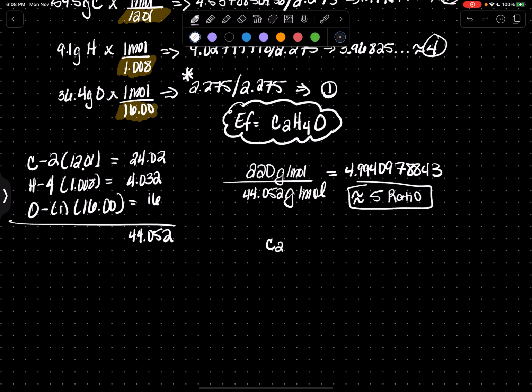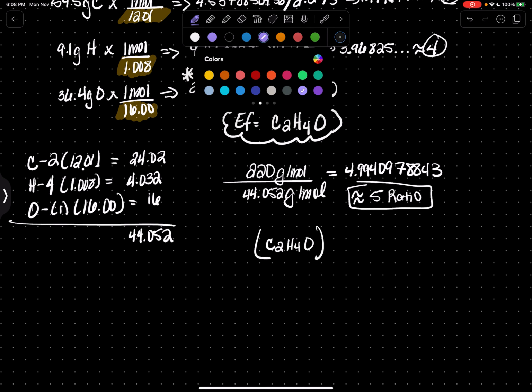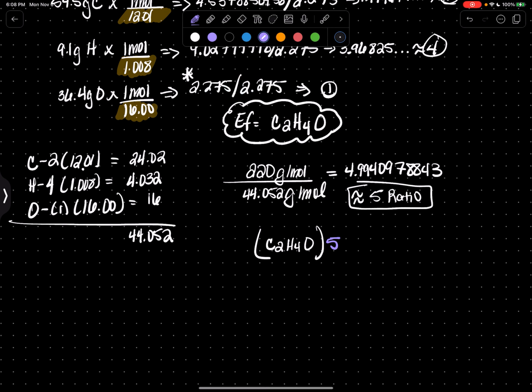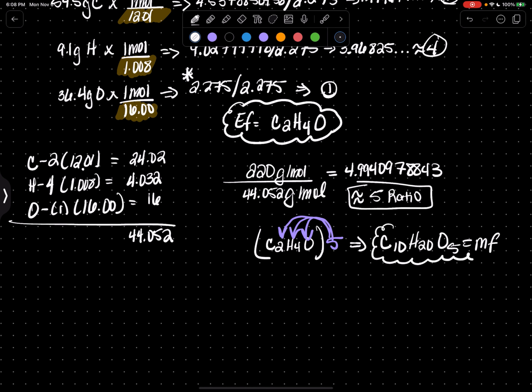So I'm going to bring that down, C2H4O, and get my ratio. That ratio of 5 will go to this O, it'll go to the 4, and go to that 2 from carbon. So what we will end up with is C10H20, because 5 times 4 is 20, and O5. That is our molecular formula. Easy breezy beautiful. That's the down and dirty of molecular formulas.